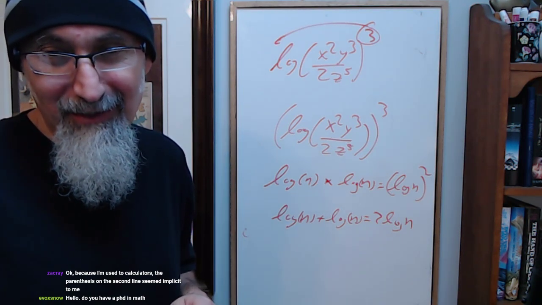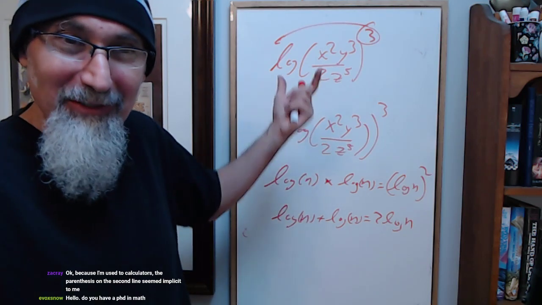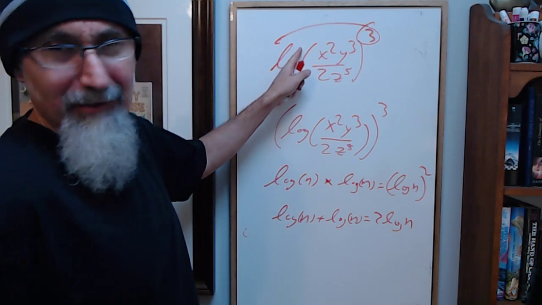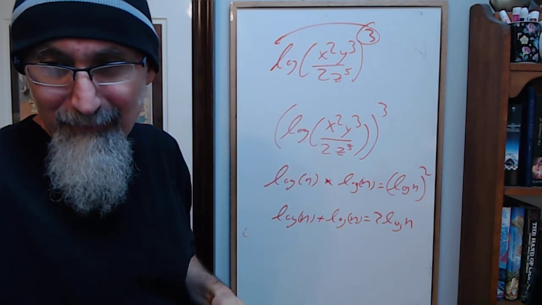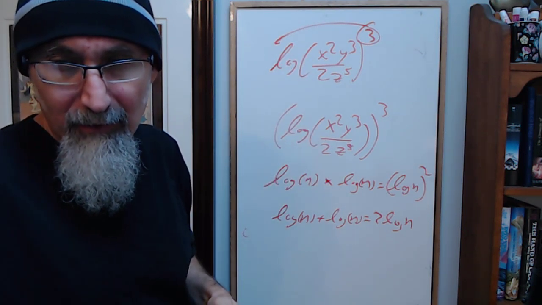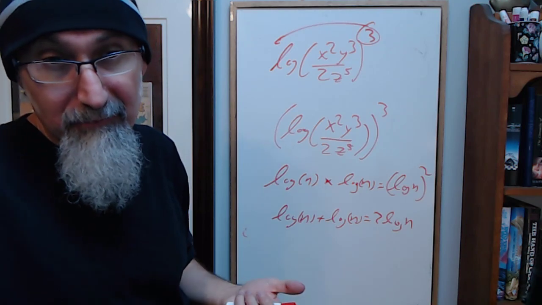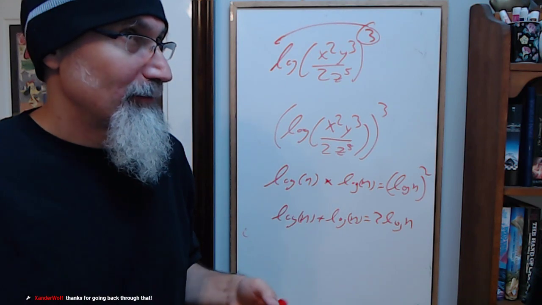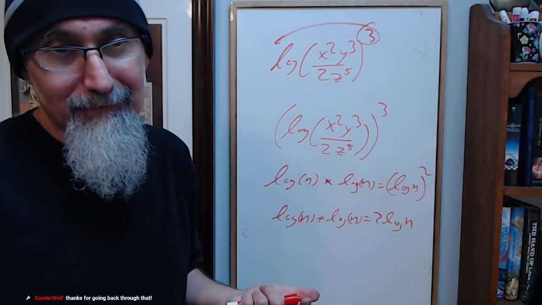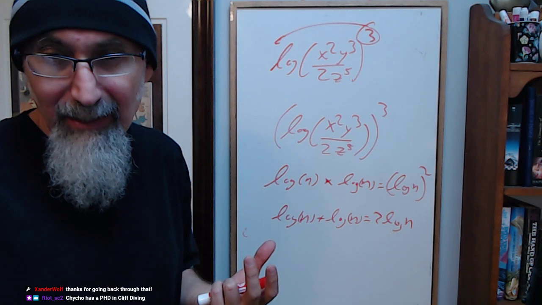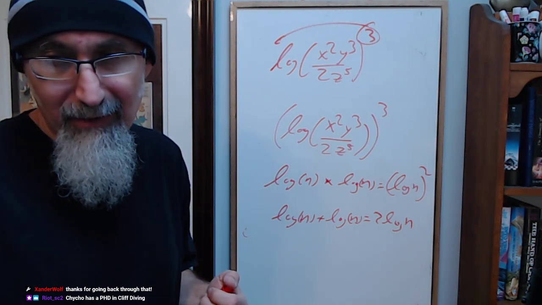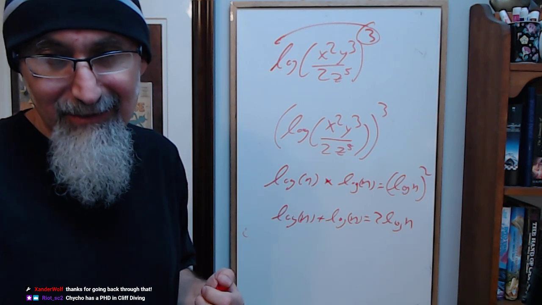Well, that's a notation thing. Yeah, it's in my part, that's what they do. They never put it here. Would you mind proving one of the log laws for us? We can rearrange things to get it. Okay, because I'm used to calculators, the parentheses on the second line seem implicit.